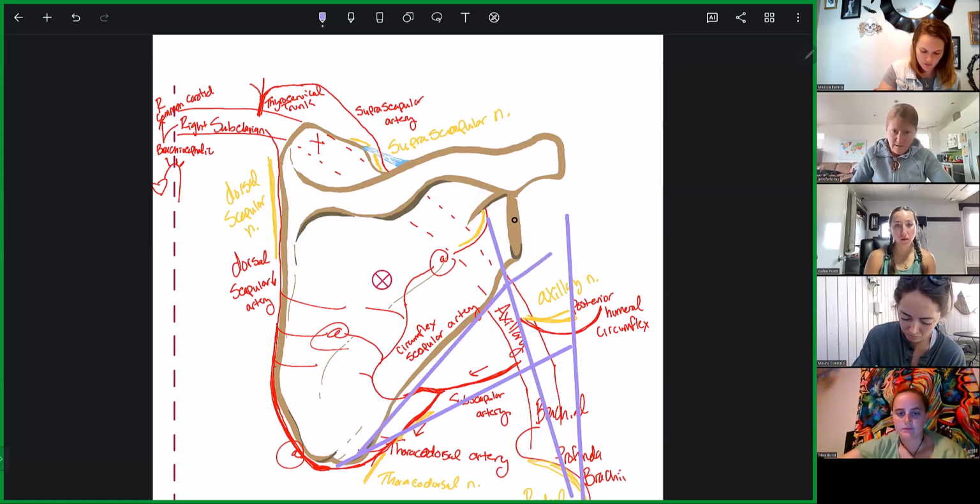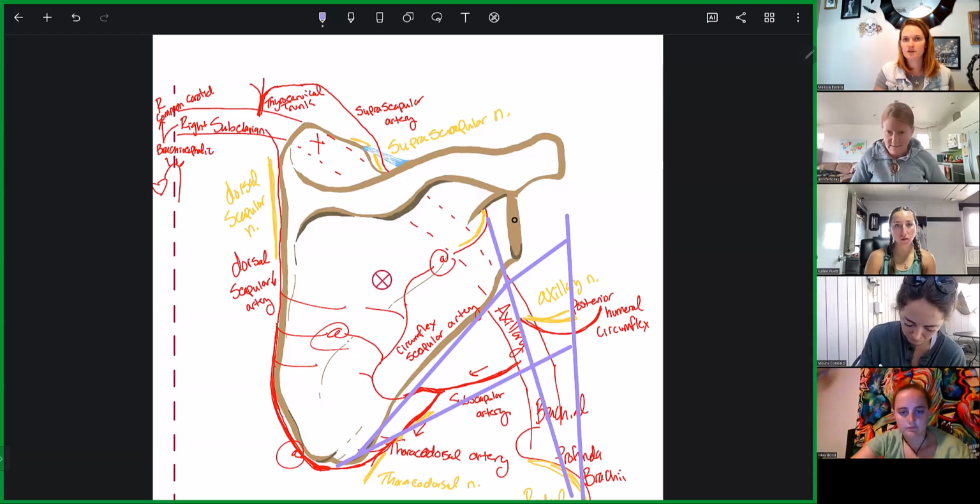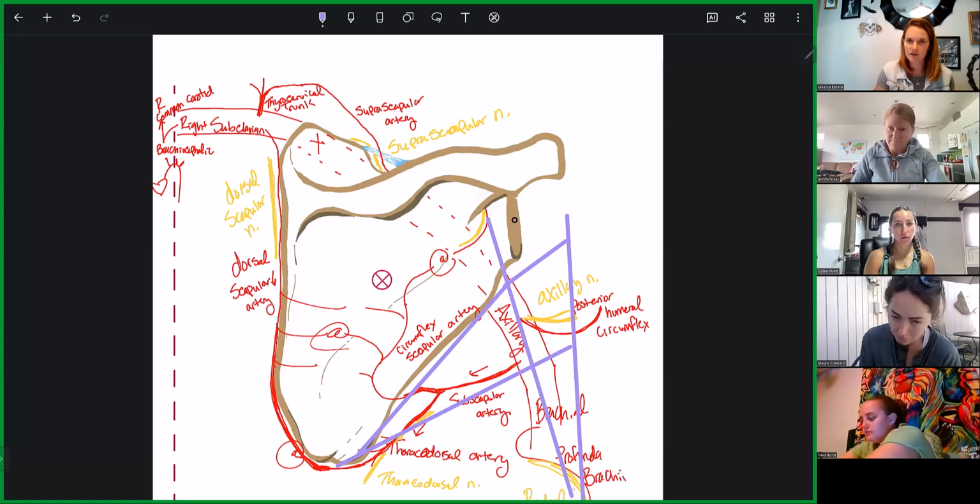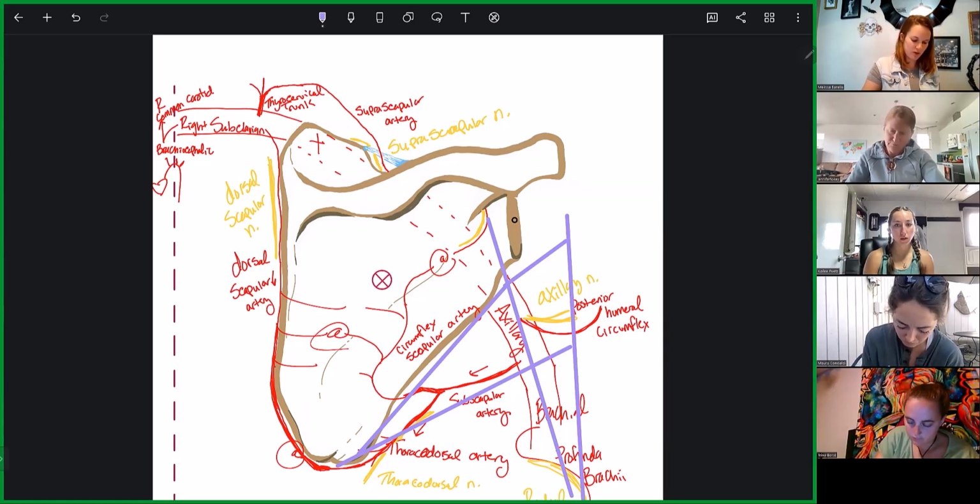And now here's where we're really starting to see these spaces. You can see profunda brachii and radial got caught in the triangle down here. And we've got the circumflex scapular being caught in that big triangle. Usually we just see circumflex scapular is kind of small; I did draw that probably annoyingly long. And then the axillary and posterior humeral circumflex are being caught in the quadrangular space.